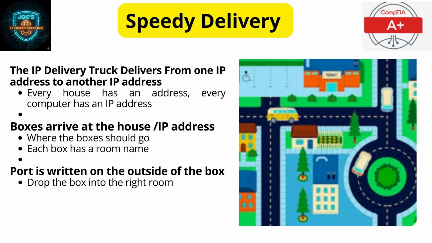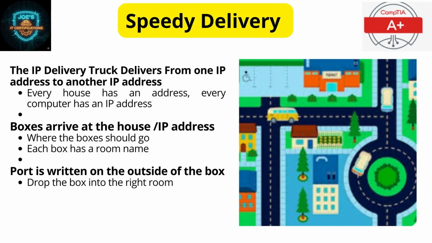The operating system is sitting outside of your house, and it's looking at all of the boxes that are coming in from the moving truck. Each box has the name of a room written on it, and it knows that that box should go to the bedroom. Another box perhaps goes to the living room. There might be a third box that goes to the kitchen.